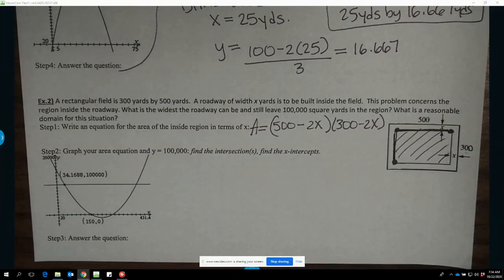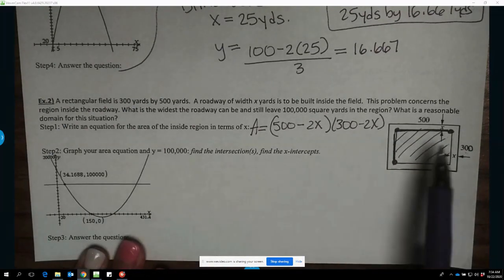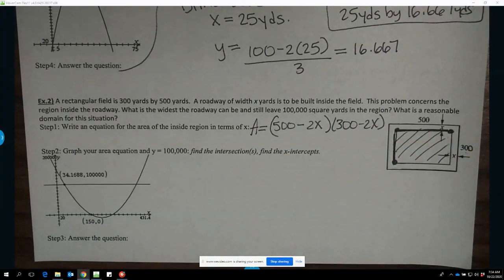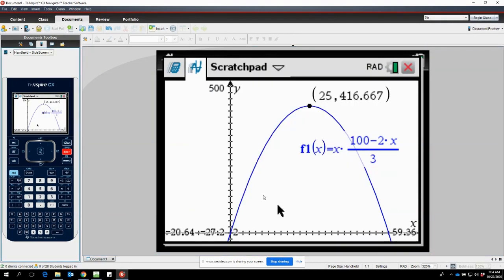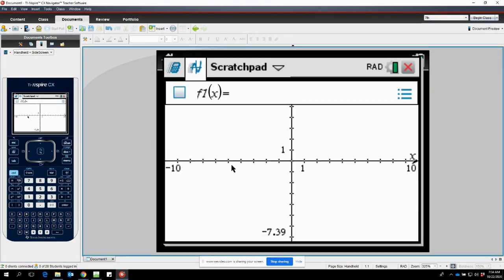So that's number 1. Number 2, we have to graph your area equation, and we're going to be graphing also the y equals 100,000 because the question wanted to know when will that area be 100,000 square yards. So on your calculators, what I like to do is Doc B just to clear the calculator. Doc B. We'll go back to the graph, and I'm going to be typing in the area equation.